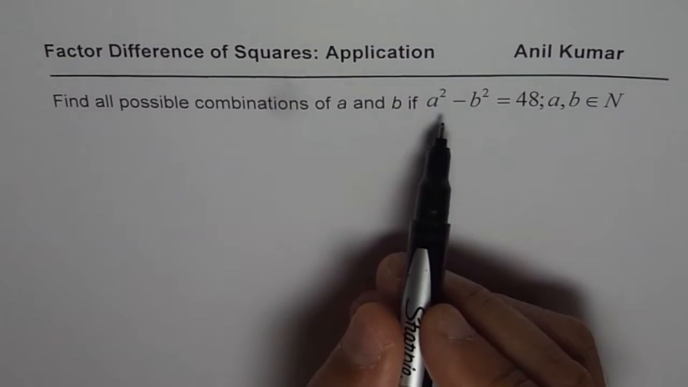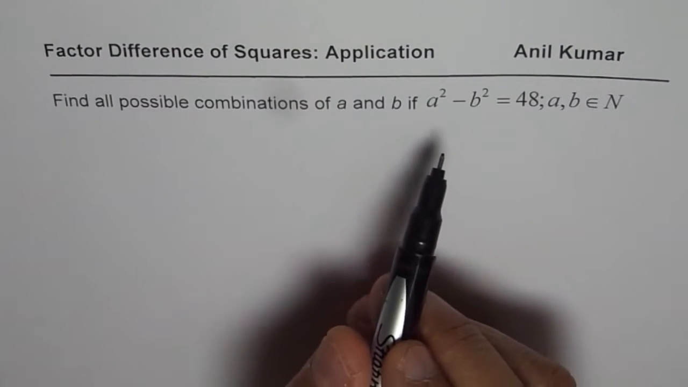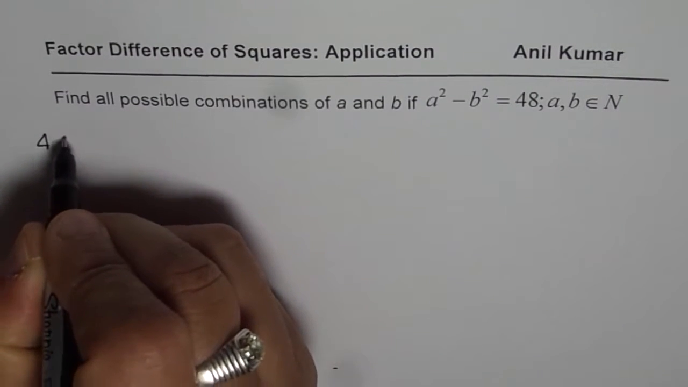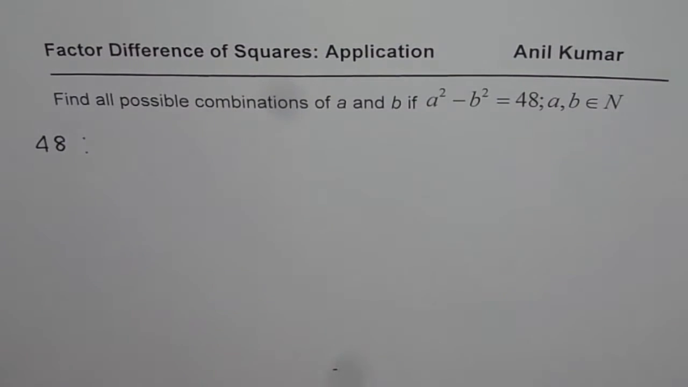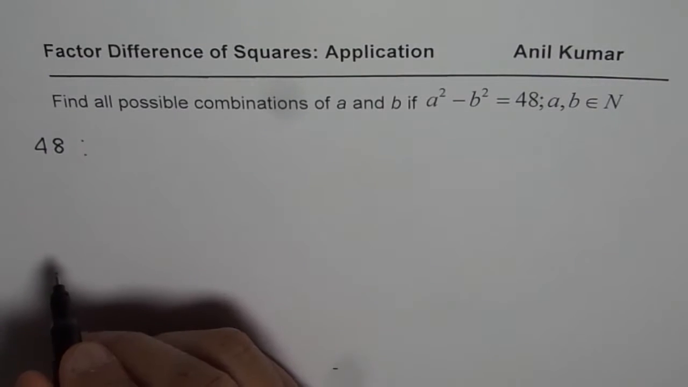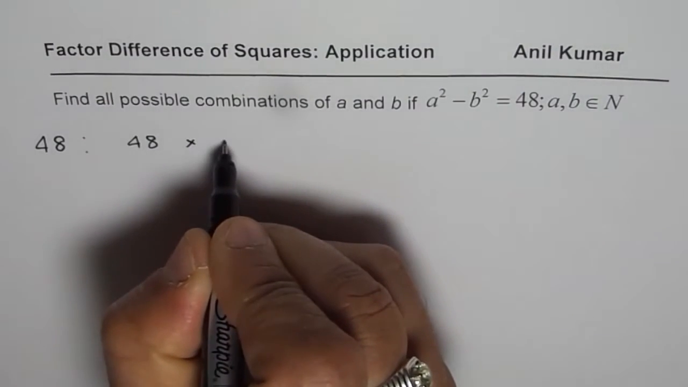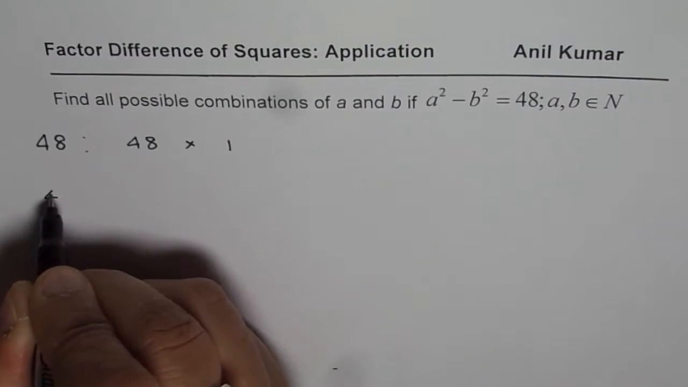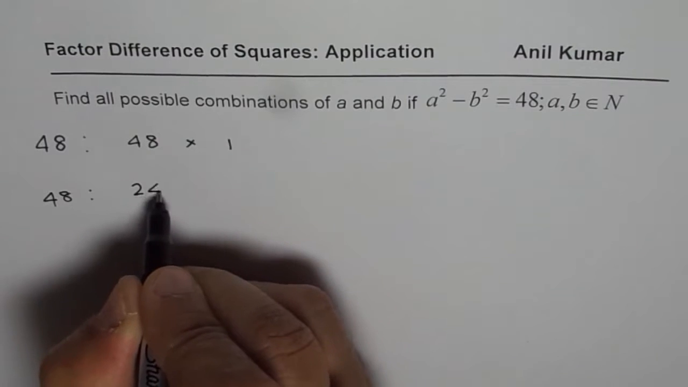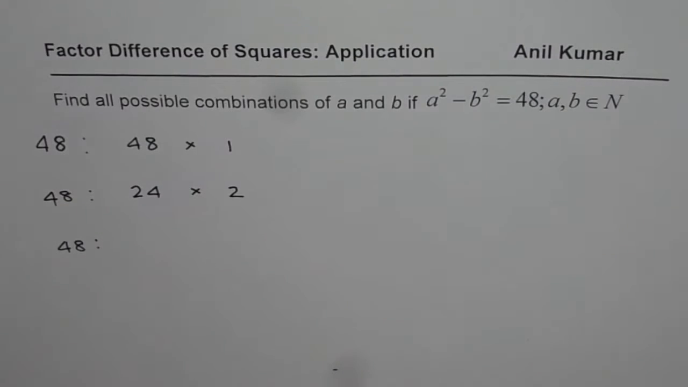So what we have here is that the difference of squares of two numbers should be 48. Now what we can do is start with analyzing 48 itself. How can I get 48? Let me write down factors of 48. We could get 48 by 48 times 1. We could also get 48 by 24 times 2. So these are different possible factors, right?